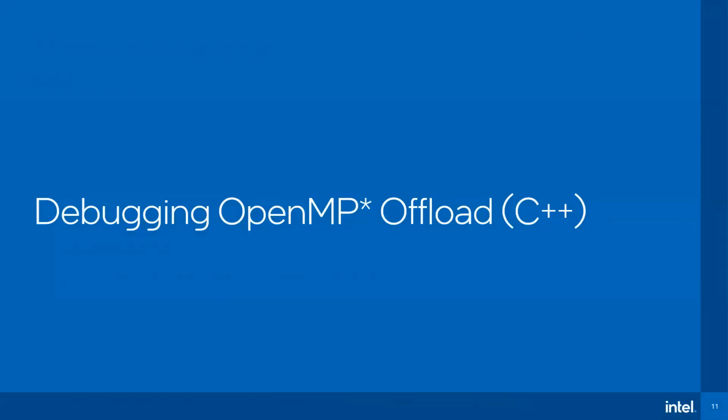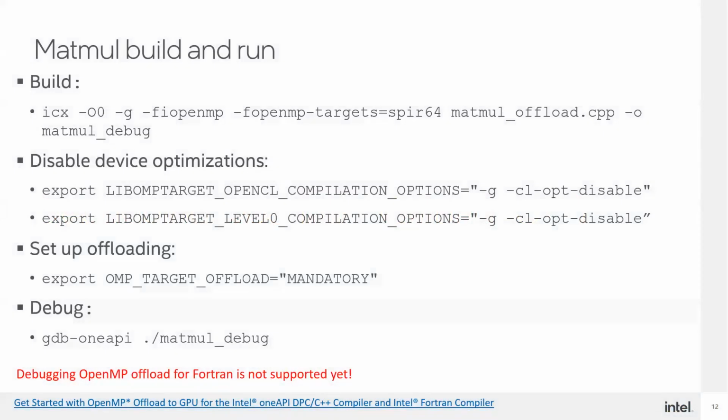So this is for OpenMP offload. Please note that it is supported for C++ only. It's not supported for Fortran yet, so we are working on it. This is how you build a C++ application using OpenMP offload.